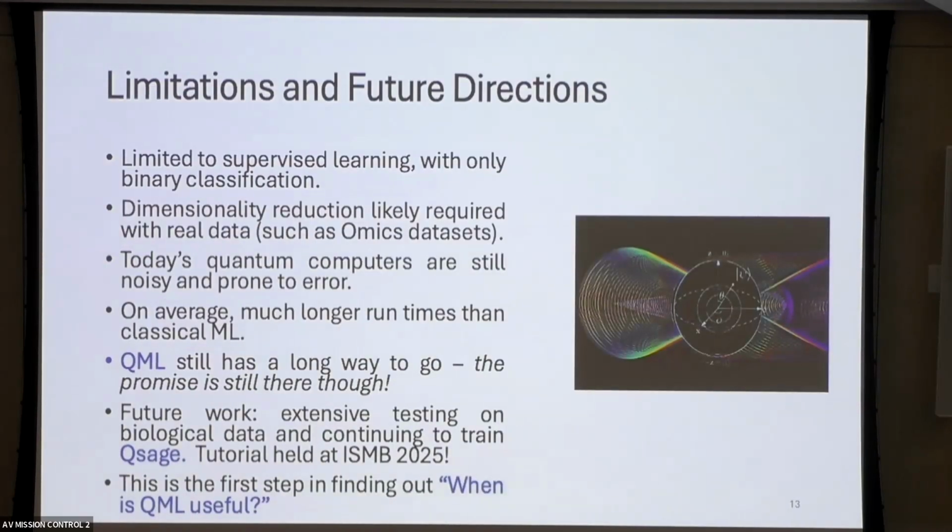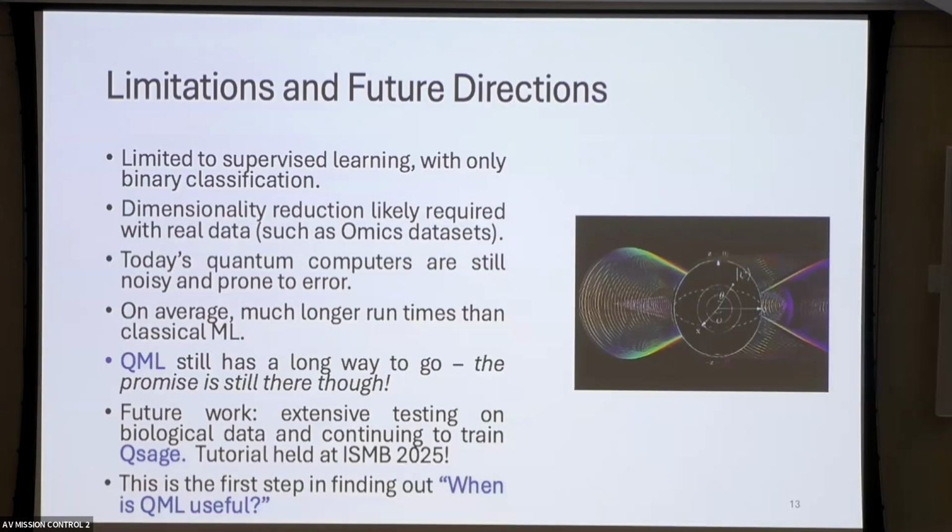Okay, so wrapping it up here. Of course, everything has its limitations. Currently, unfortunately, quantum machine learning is limited to supervised learning with only binary classification. That's because when you measure the circuit at the end of it, your qubits collapse to either 0 or 1. Dimensionality reduction is almost always required because when you transform your data, every feature in your data set corresponds to 1 qubit in your circuit.